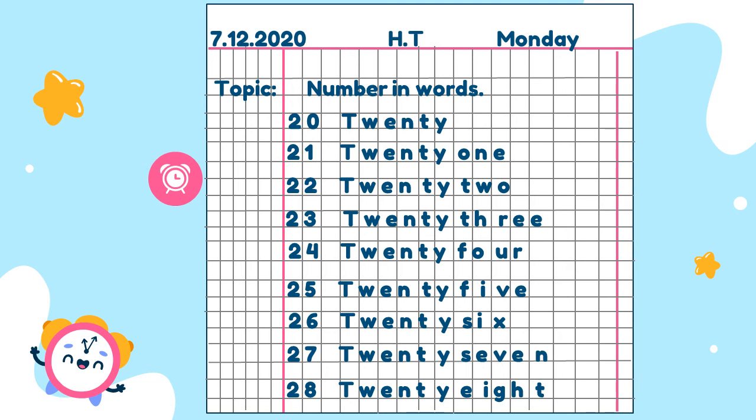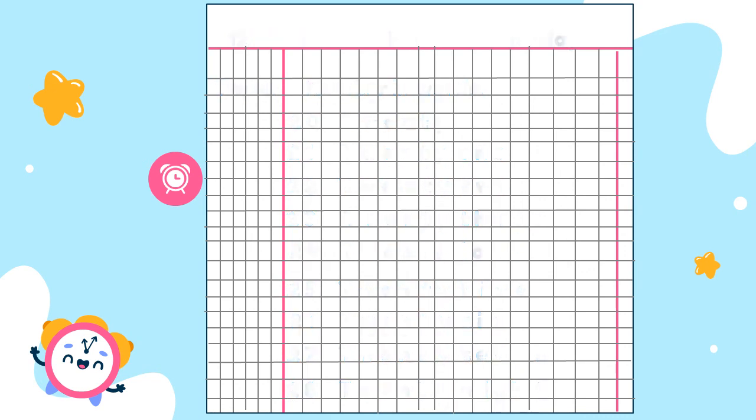But if you have the space on this page, you have to write down after 28. No need to go on the next page. But if you don't have space, then you can use the next page as well, like me. Come on to the next page and you have to make this page like this. Make the margin lines as well. Then write the same date at the top of the page, that is 7.12.2020 space H.T, again space, and then Monday. M should be capital in Monday. After writing the date, you have to write the topic, same topic, number in words, then full stop.